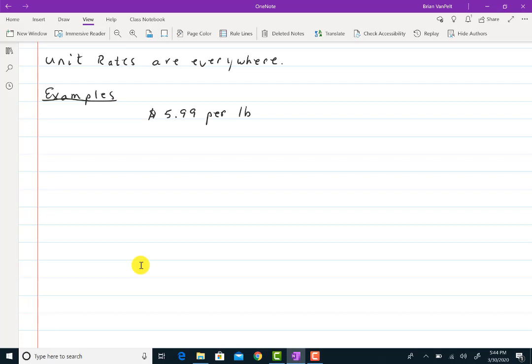Or gasoline right now is currently at $1.65 per gallon. That's per 1 gallon. So I'll write these off to the side so you can see that they're unit rates. That's $5.99 per 1 pound. And the other one is $1.65 per 1 gallon. So that's easier to see why they call it a unit rate, because that bottom is a unit.